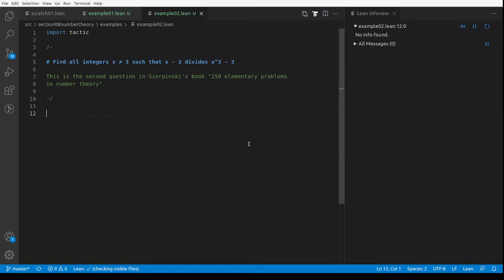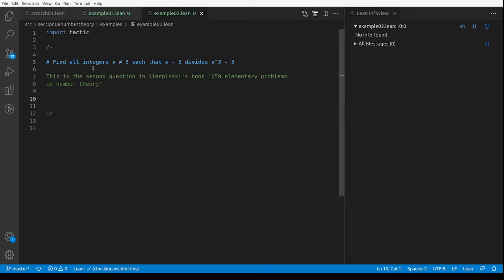Hi, this is me trying to solve the second question in Sierpinski's book, 250 Elementary Problems in Number Theory, in Lean. And in some sense, I cannot solve it. I tried this one in advance, and there are problems here. Let me show you the problems. So first, let me tell you the maths proof.